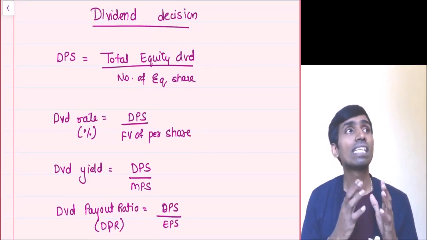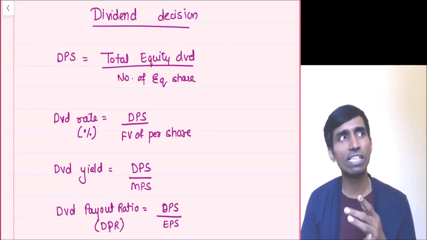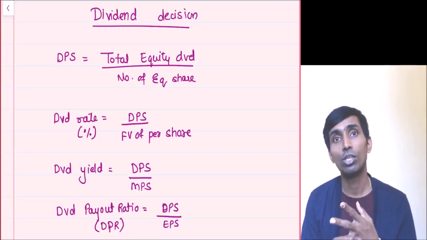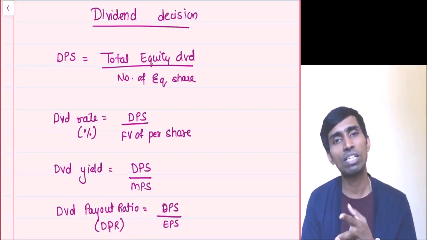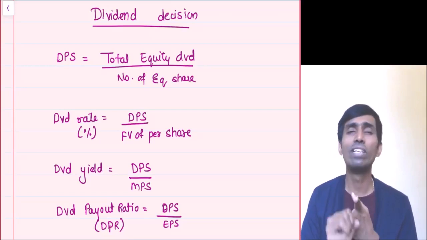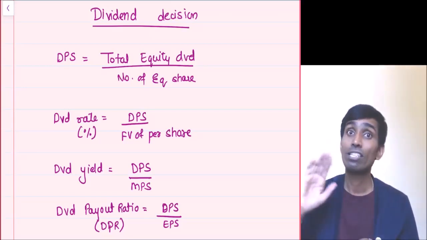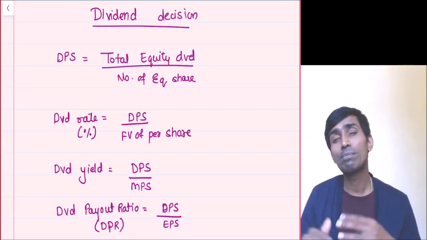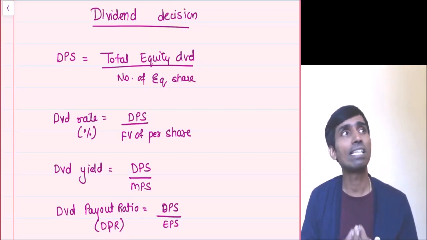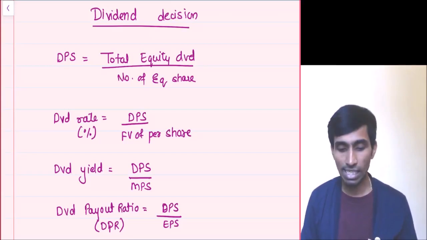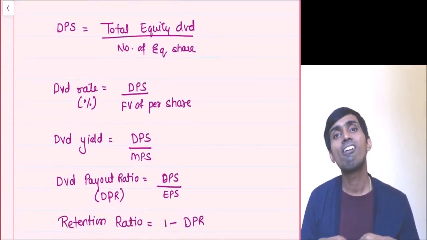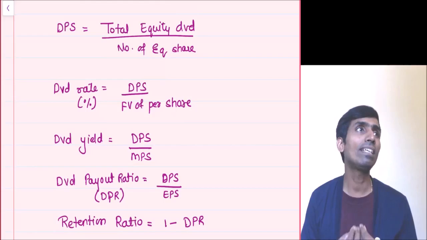See, dividend per share is what? Total equity dividend upon number of equity shares. Then you have dividend rate. Dividend rate is decided based on face value. It's not based on market price, because market price changes every day. Face value is 100. If I pay 5 on 100, then 5% is my dividend.